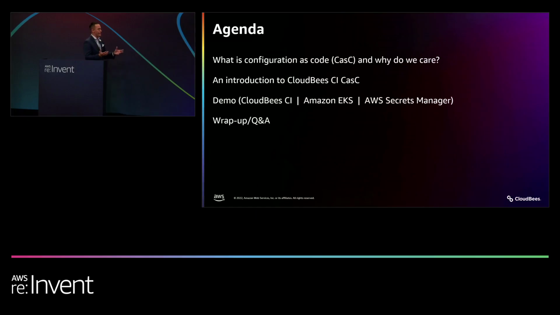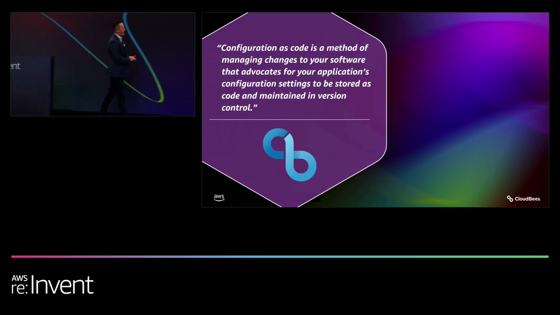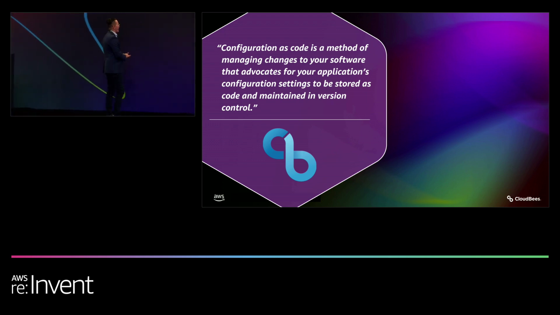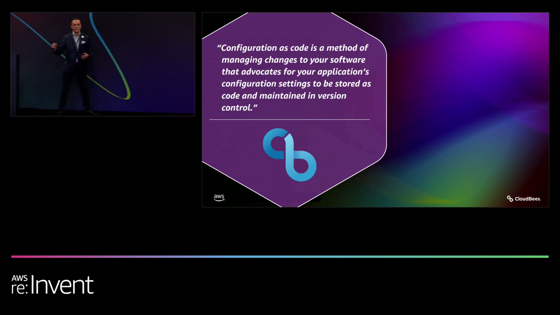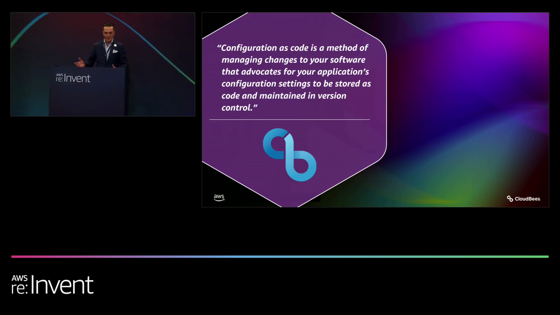I think it's also important, since configuration as code is a very core concept to this discussion today, to have a shared definition of what that is. By our definition, configuration as code is a method of managing changes to your software that advocates for your application's configuration settings to be stored as code and maintained in version control. Now, if you have qualms with that, we can duke it out after this, but we'll take that and we'll run with it, okay?